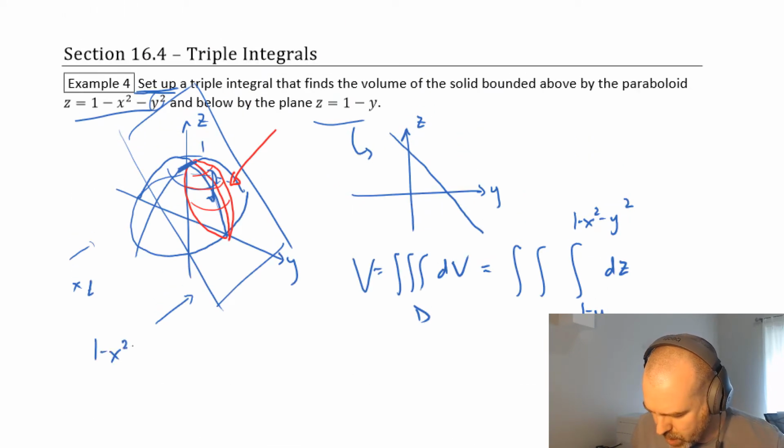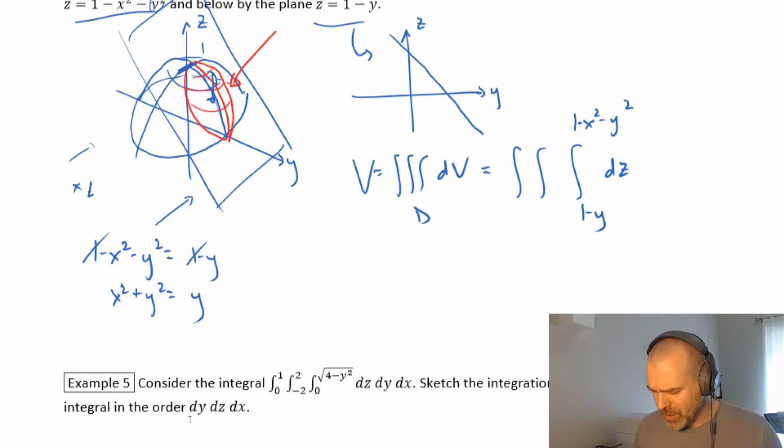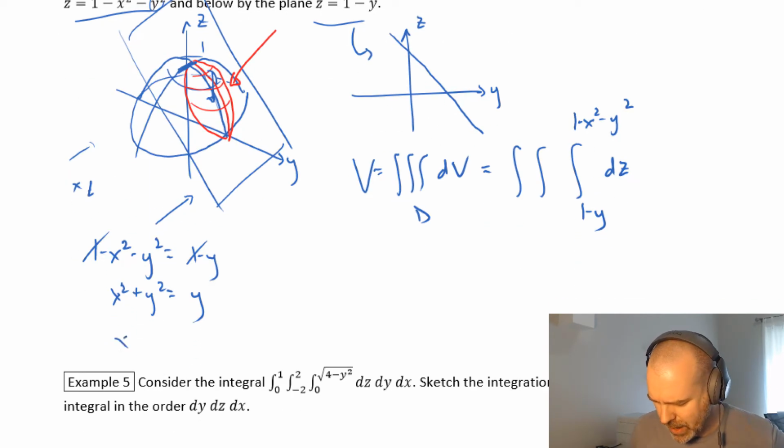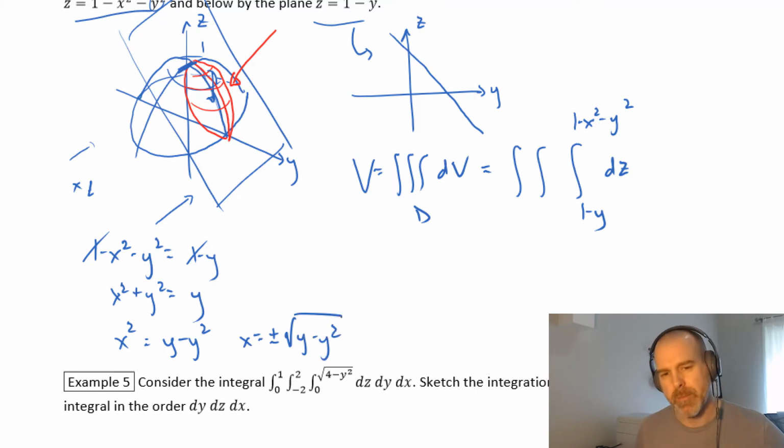1 minus x squared minus y squared equals 1 minus y. We've got the 1's on both sides. We can subtract 1. Let's multiply everything by negative 1. x squared plus y squared equals y. Solving for x or y here, neither one is going to be great. If we solve for x, we get y minus y squared. And so x is equal to plus or minus square root of y minus y squared.